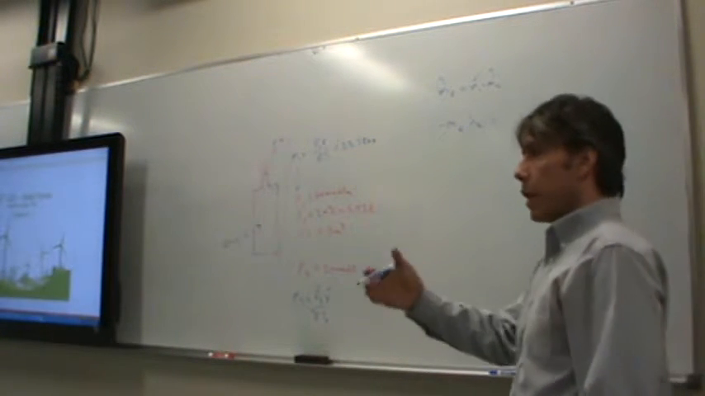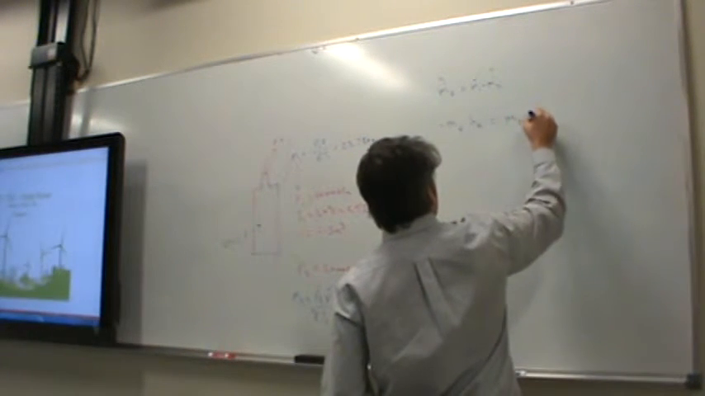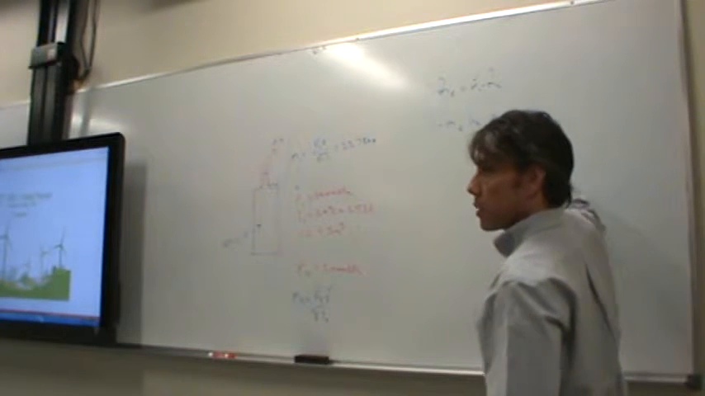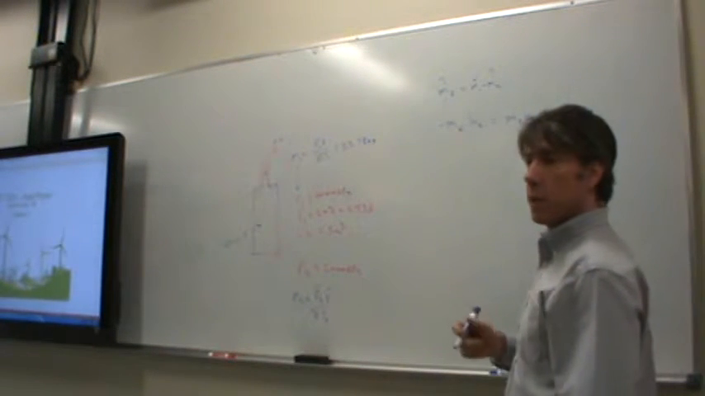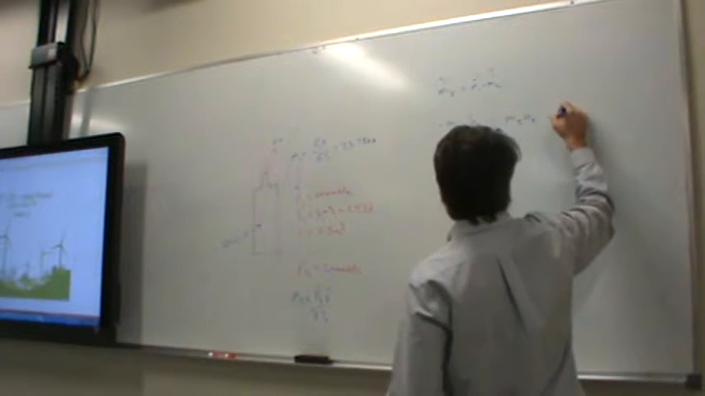M2, U2. Essentially the change in the system, right? So M2, U2. In other words, the final energy in the system. Okay, less what? Less the initial. So what would that look like?